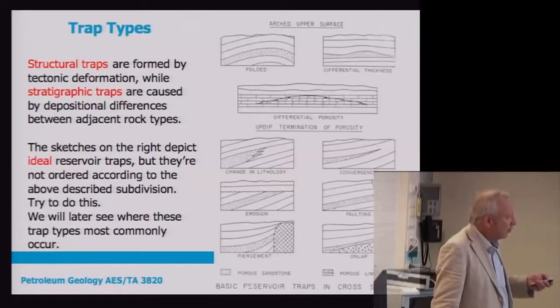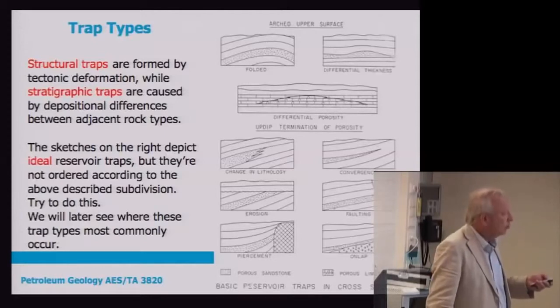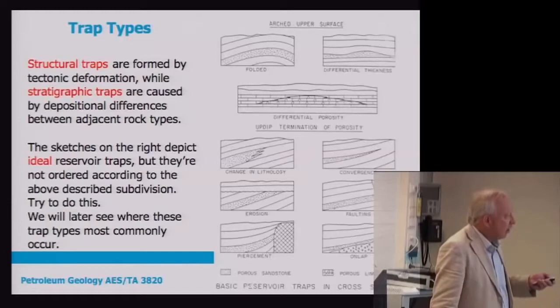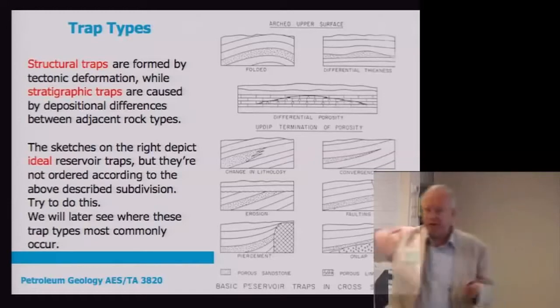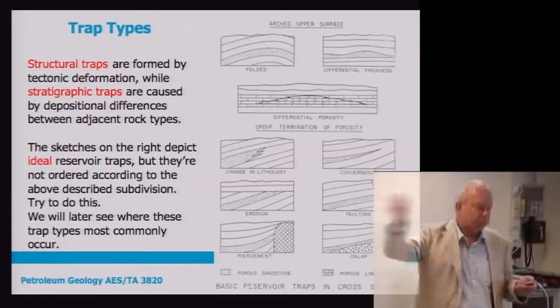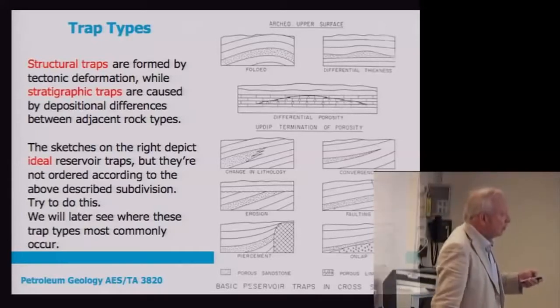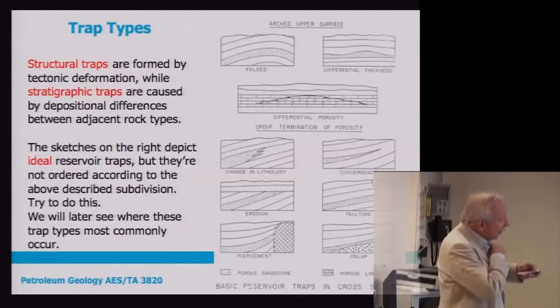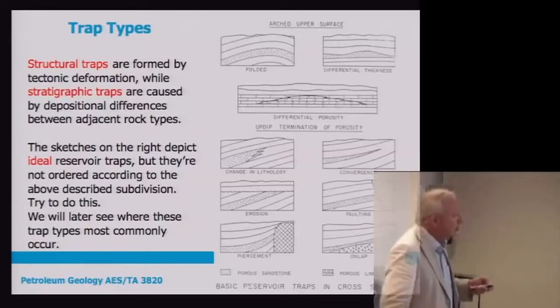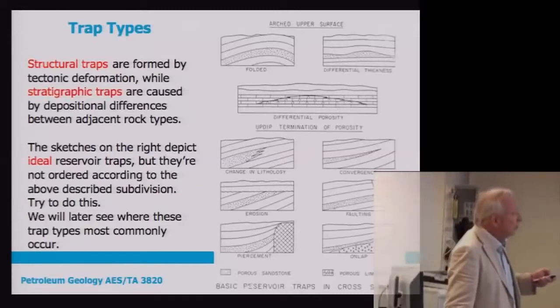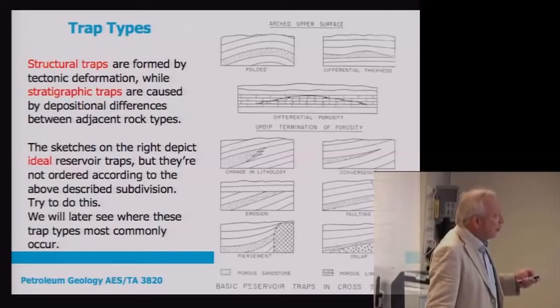So that's not a layer pinching out, such as on the right-hand side here, but a layer that is actually changing from, let's say, sand to shale gradually. And so that might actually also stop migration and form a trap. And we have very subtle changes that also might form traps.